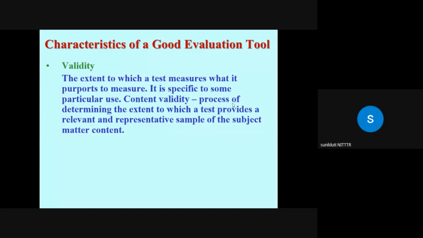तो कंटेंट वैलिडिटी. ओके, so it is a process of determining the extent to which a test provides a relevant and representative sample of the subject matter content. Now friends, there are certain factors, if these are not considered while preparing question paper, you will see lower the validity. Let me present before you the factors. Ambiguity in the statements और unclear instructions.